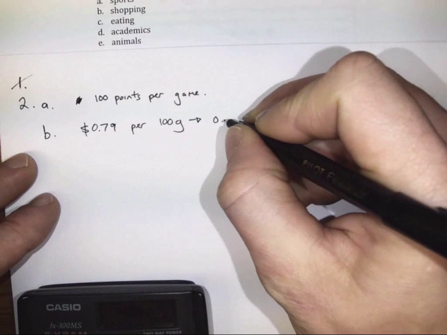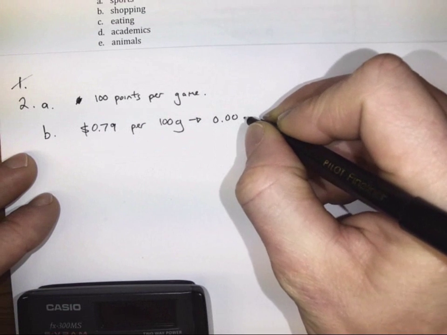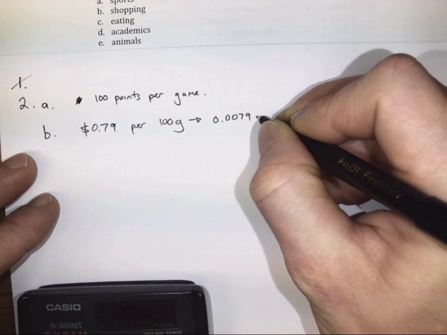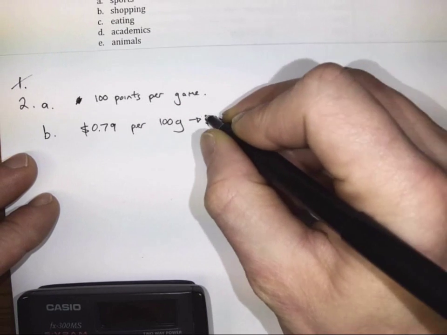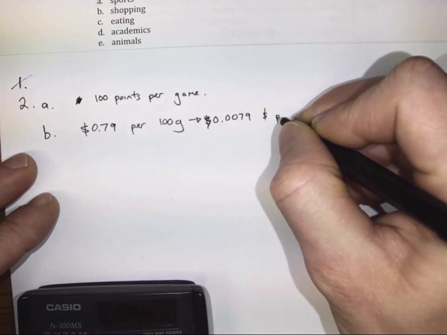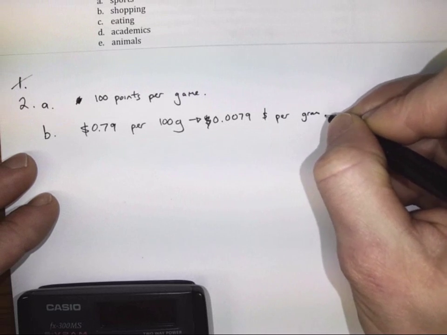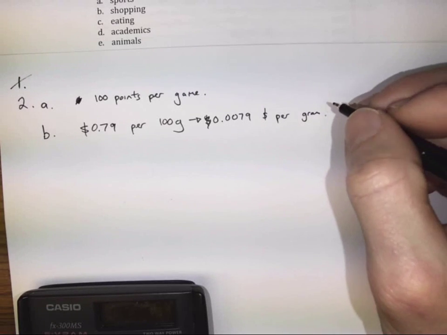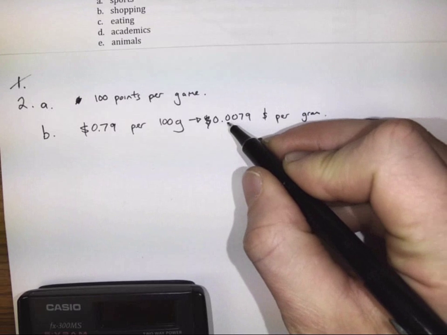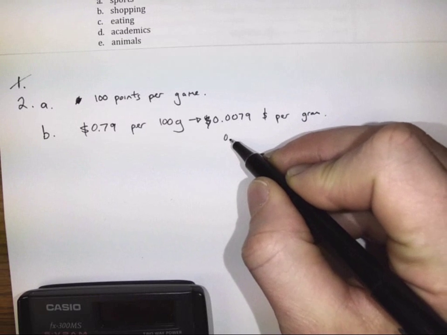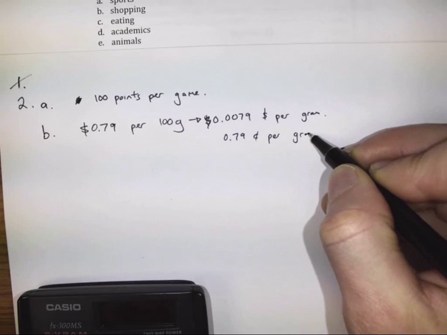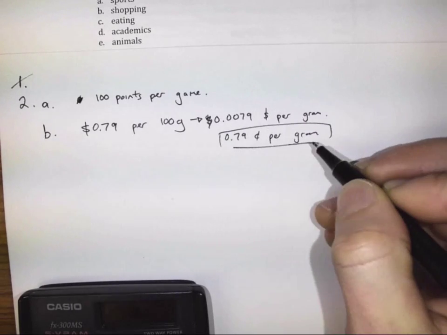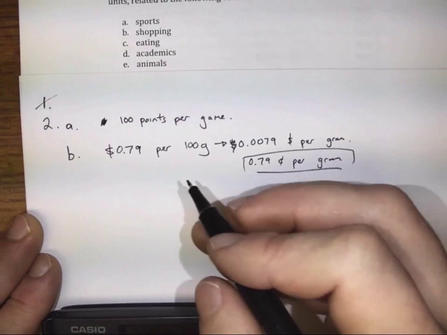So that means 0.0079 dollars per gram. That's kind of messy, so maybe I would turn that into cents. So it's 0.79 cents per gram. And there would be my final rate for shopping.